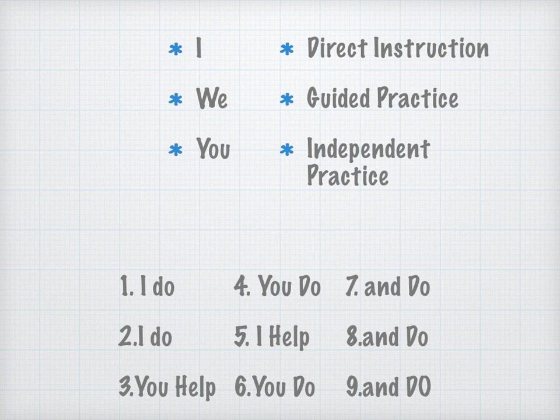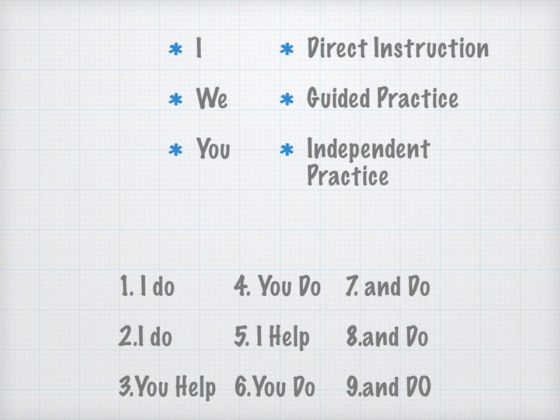So, the I is, of course, you. The we is together, you and the student. And then the you is independent practice of the student. Typically, when the teacher is teaching it, the I portion, it is direct instruction. You are delivering key information, maybe modeling a certain process. Think about maybe math or breaking apart sentence structures.